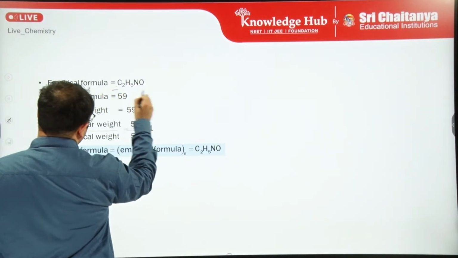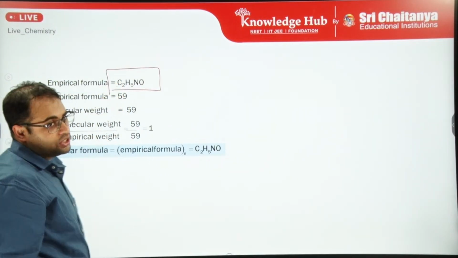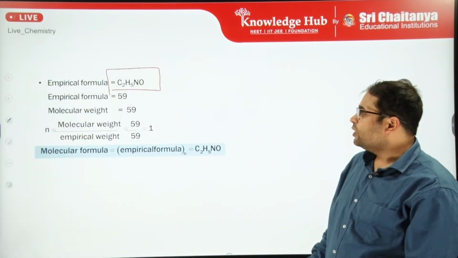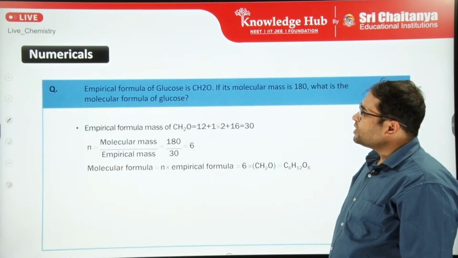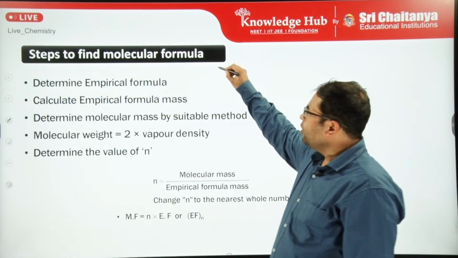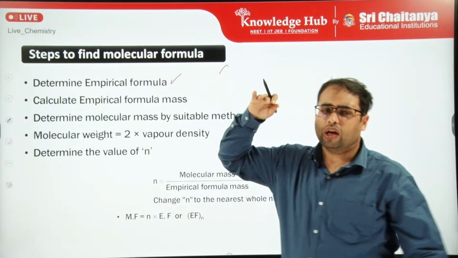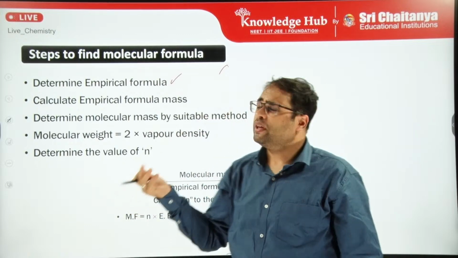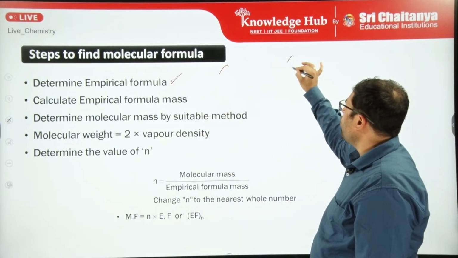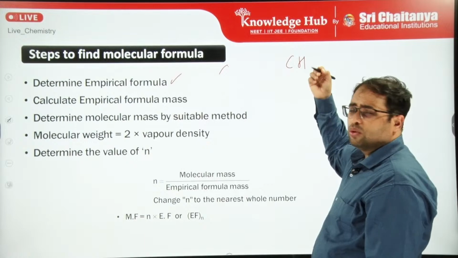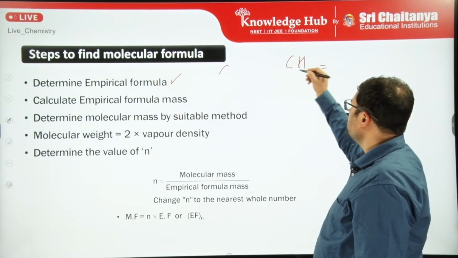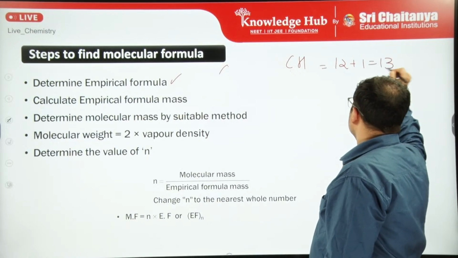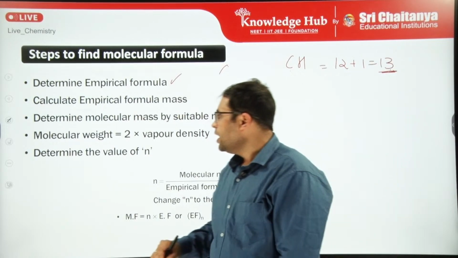Till now I was following the procedure to get your empirical formula. After the empirical formula, there is another procedure, which I skipped, to get the molecular formula. So determine the empirical formula, we have done that. Calculate the empirical formula mass. Simply, if you have an empirical formula like this, how do you calculate the empirical formula mass? There is 1 carbon, so 12 plus 1 forms 13. So this is the empirical formula mass.